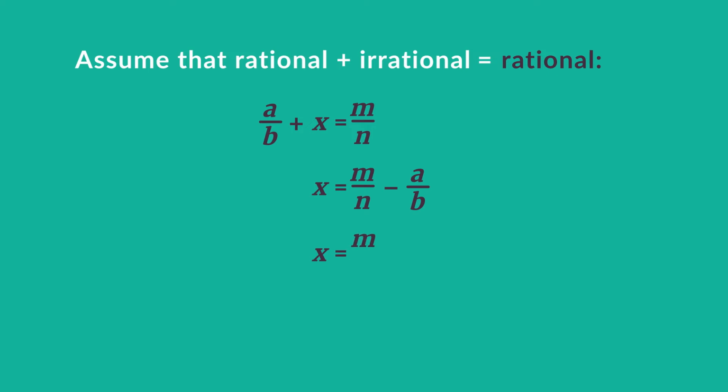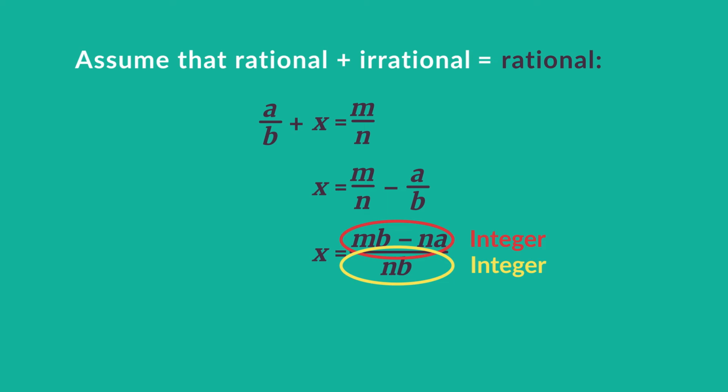Then simplify the fraction on the right-hand side by writing it as one fraction with the same denominator, nb. But we have now formed a fraction that has an expression that will be an integer in the numerator and an expression that will be an integer in the denominator, which means x cannot be an irrational number after all. It can be written as the ratio of two integers, which is the definition of a rational number.